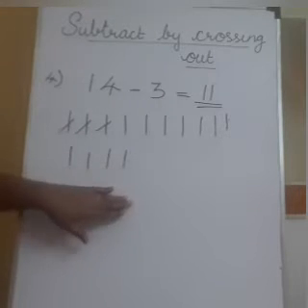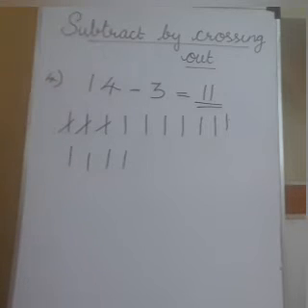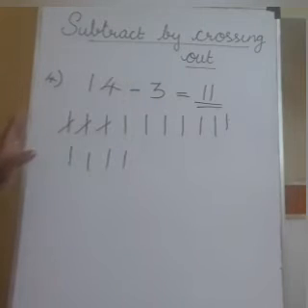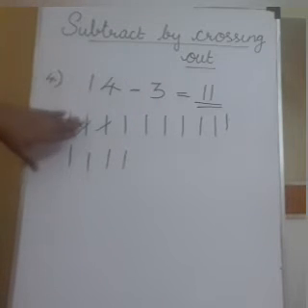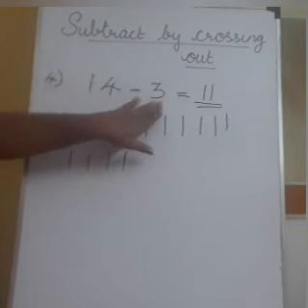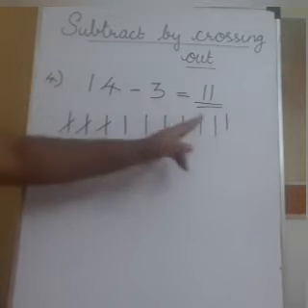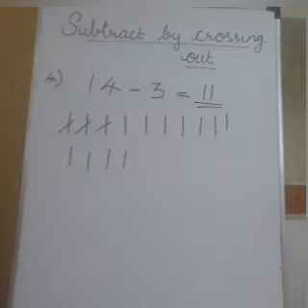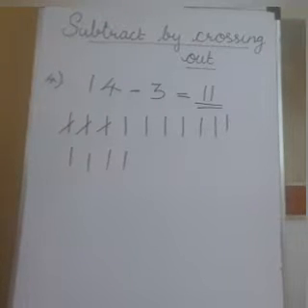This is how we do the subtraction by crossing out. Look to the first number and draw that many lines, and then cut the lines according to the second number. Then count the remaining lines and write that number as the answer. Is it clear, my dear kids?